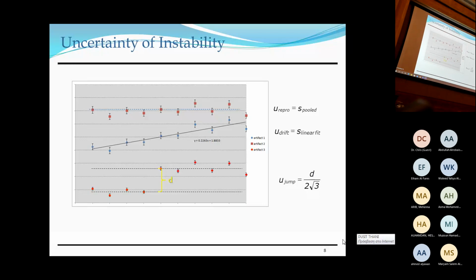If I wanted to include a component for instability because of this random variation around the mean, then I would need to include the pooled standard deviation, which is the best estimate of the type A uncertainty in this situation. So what's the pooled standard deviation again? Well, it's the average of all of the standard deviations from all of these tests that were performed.